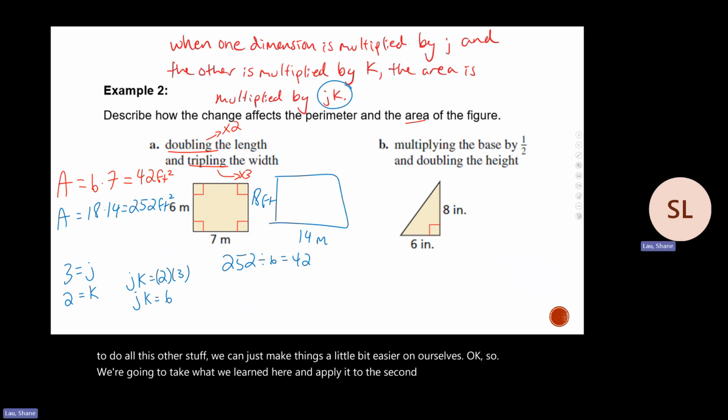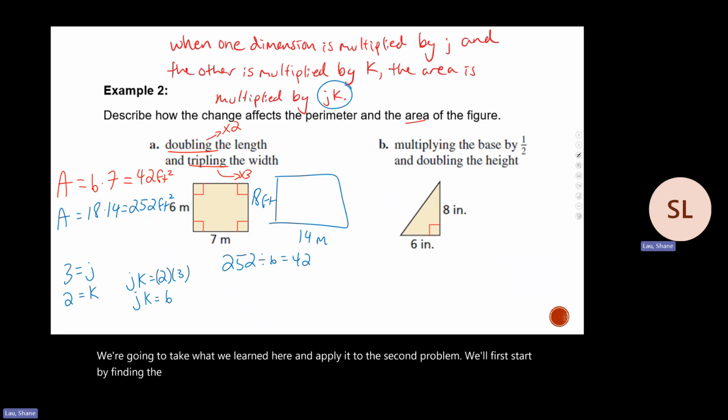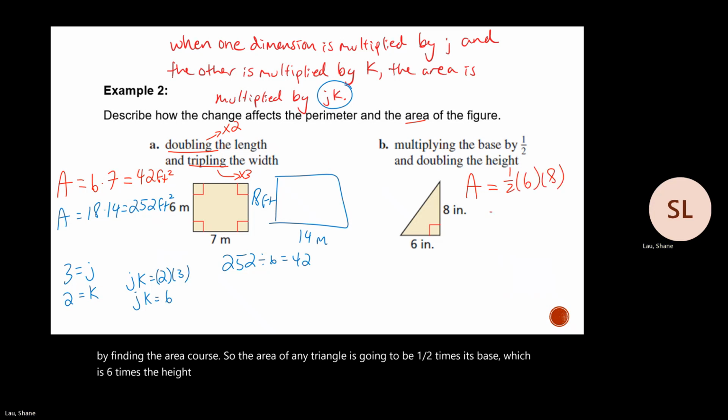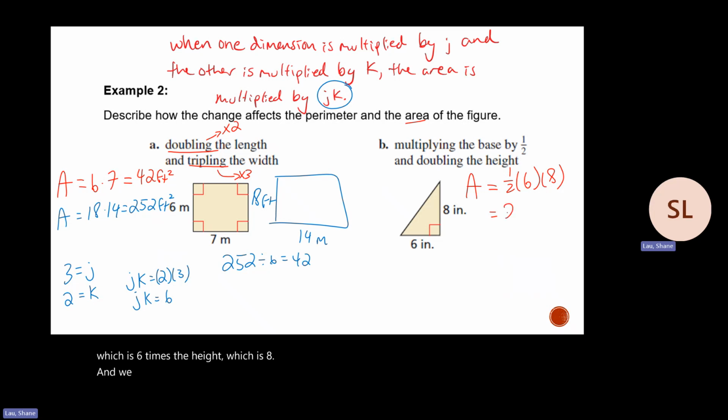We'll first start off by finding the area first. So the area of any triangle is going to be 1/2 times its base, which is 6, times the height, which is 8. And we actually are going to get a value of 24 inches squared. Okay, that's A, our area.